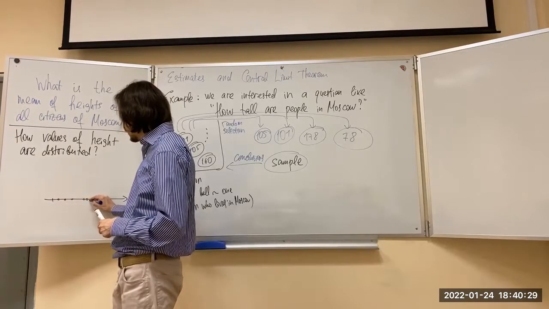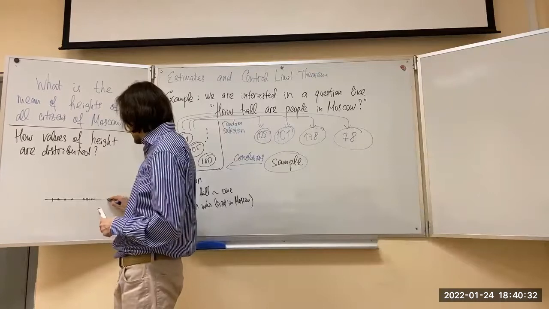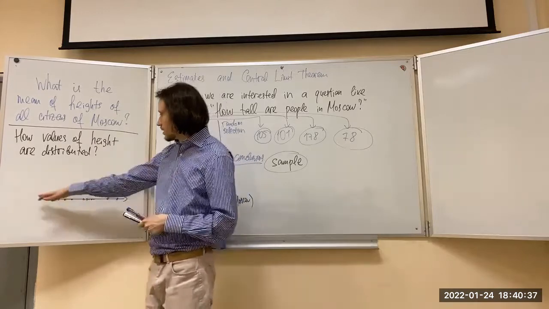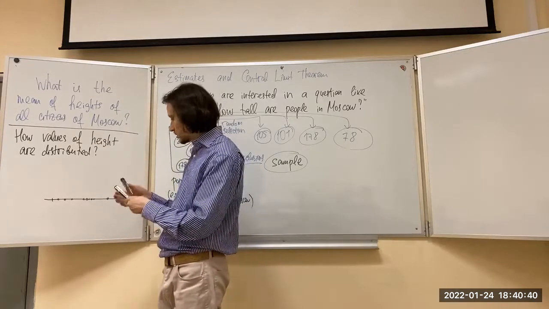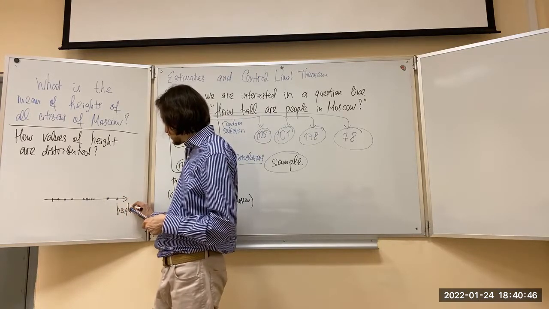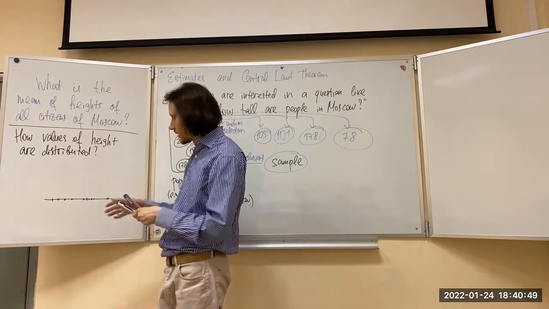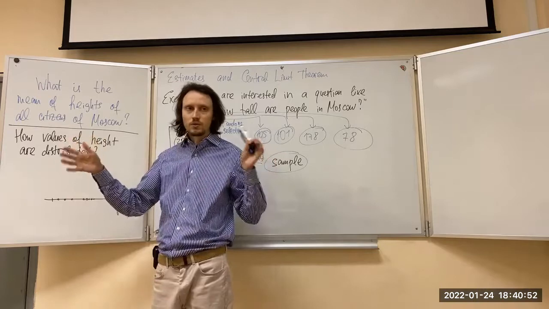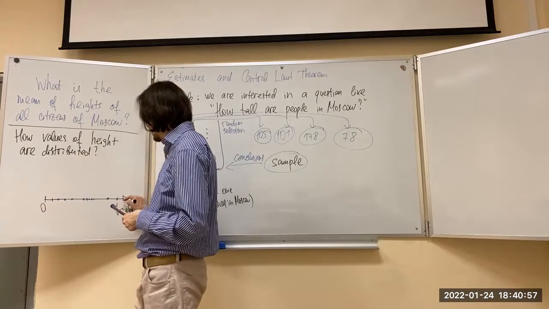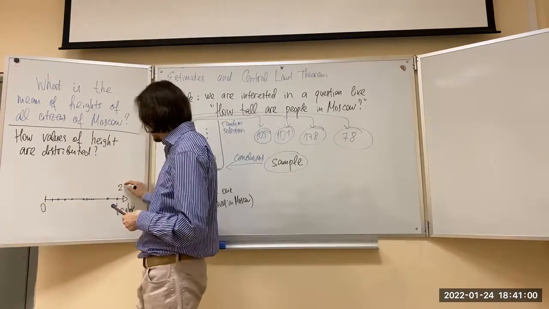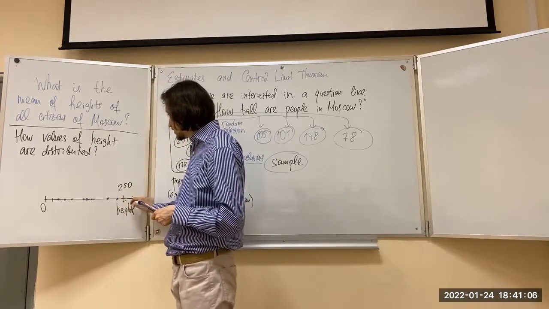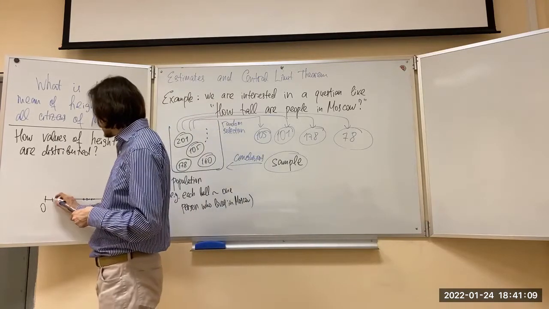If I have some numerical values, I can do the following thing. I have this axis, and let this be the axis of heights, and I can split the range in which my data changes, for example, from 0 to 250. And I can split this segment into some smaller segments.